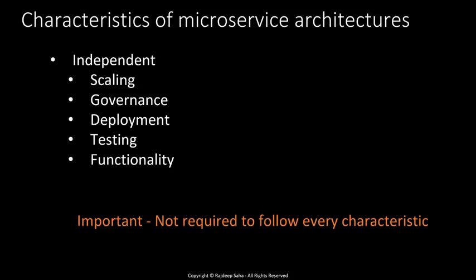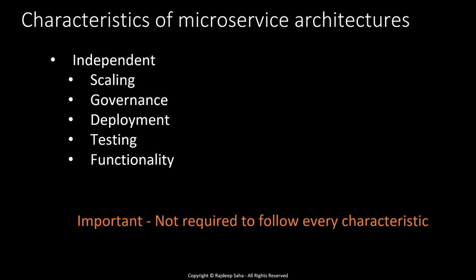You can test these microservices independent of each other, and they should have different functionalities. And as I mentioned before, the important thing is it is not required to follow every characteristic. The main characteristic is independent scaling and independent functionality. However, like I mentioned, sometimes you will see the same database being used for more than one microservices.